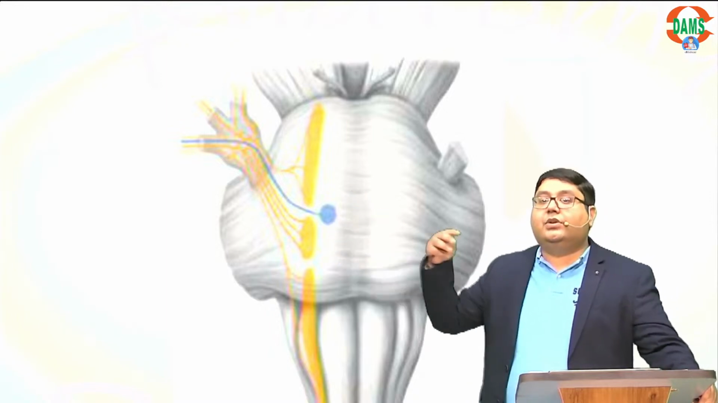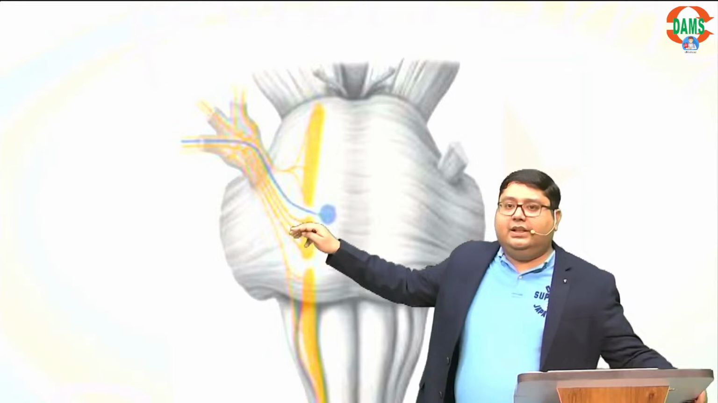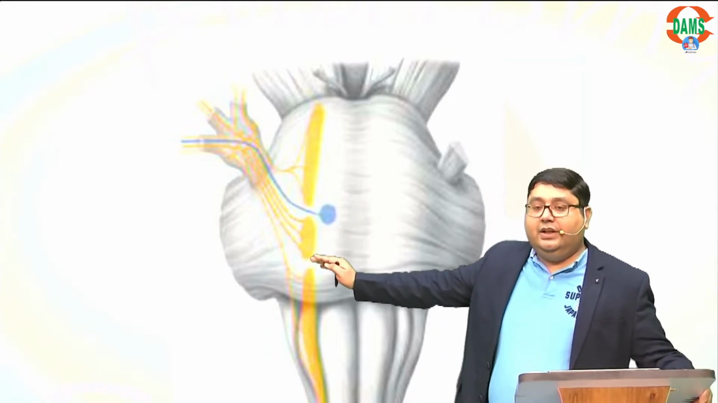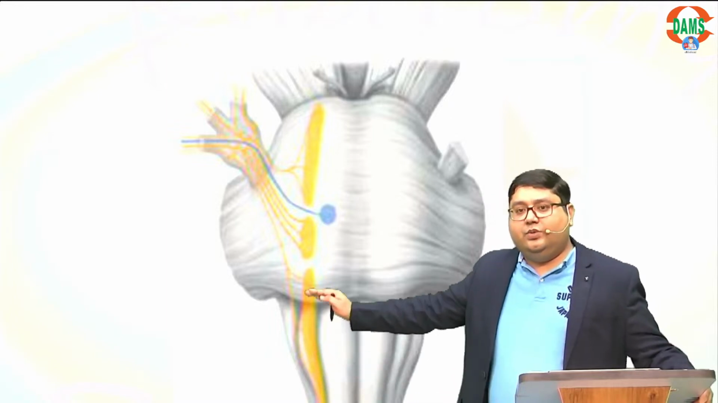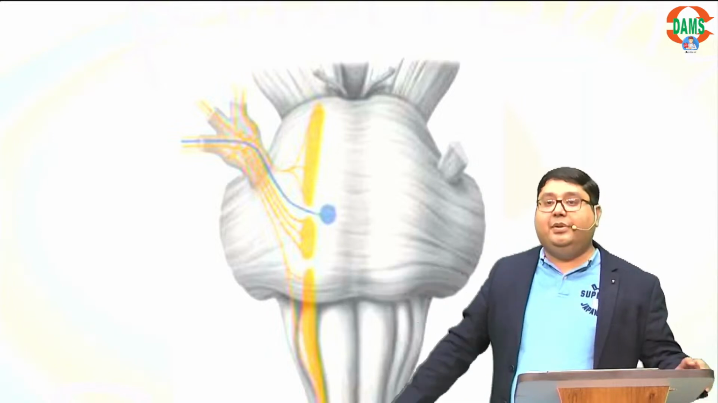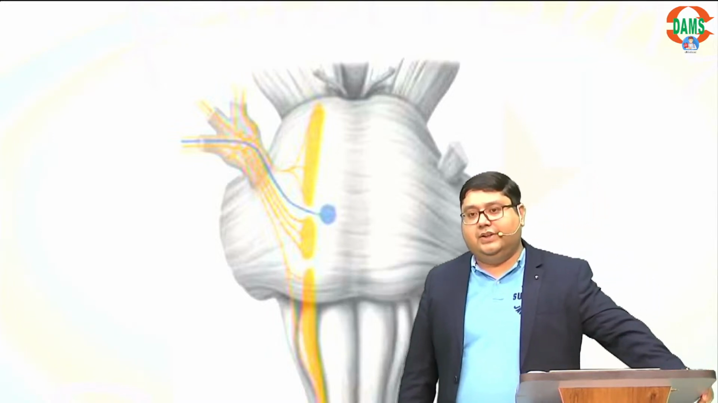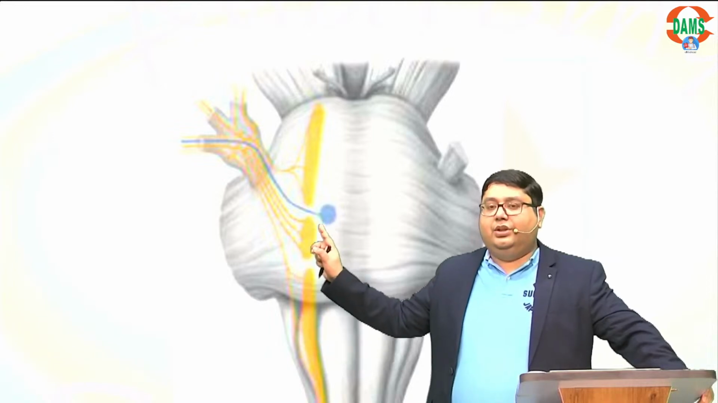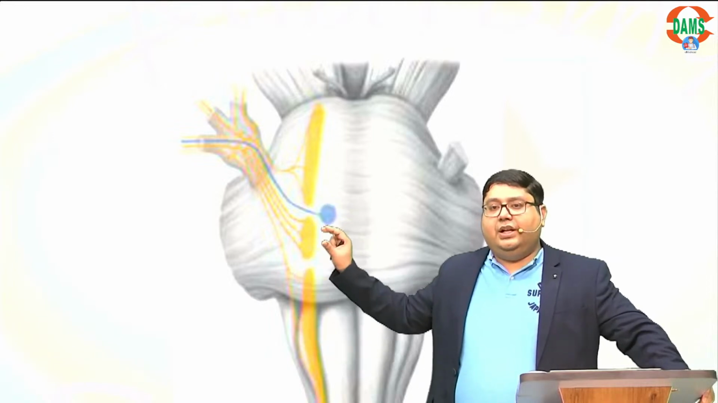But sensory nuclei are three. One is present in the pons itself, the main nucleus. One nucleus will be present downward, that is the spinal nucleus. One nucleus will be going above up to the midbrain, that will be the mesencephalic nucleus. So these are the nuclei, three sensory and one motor nucleus. Together four nuclei are there.